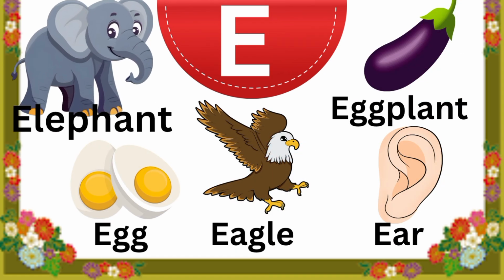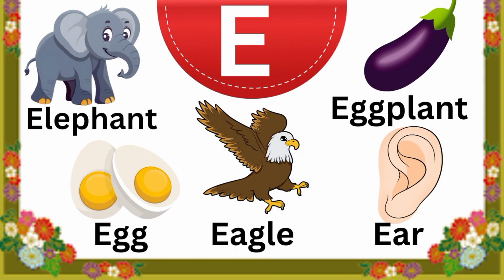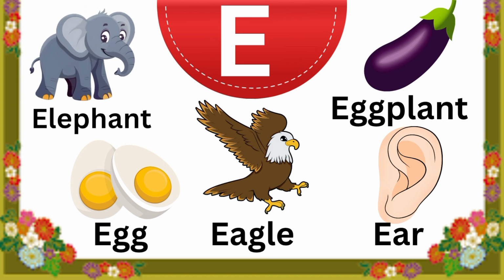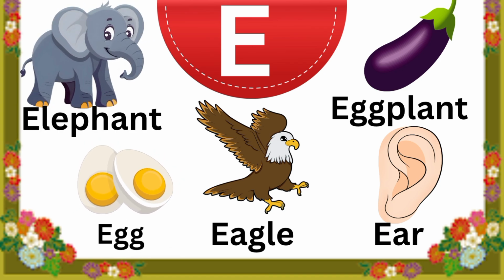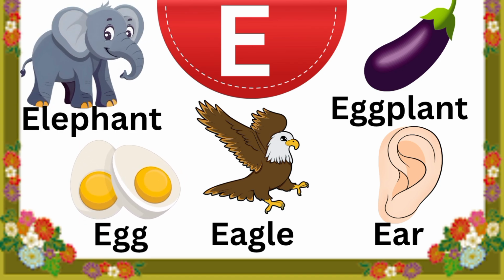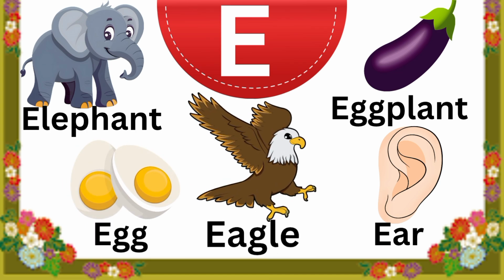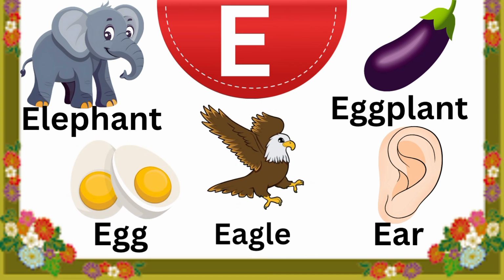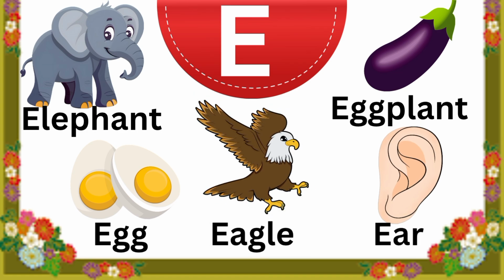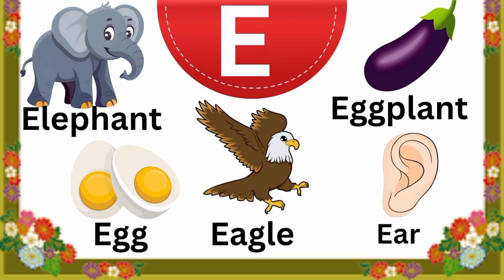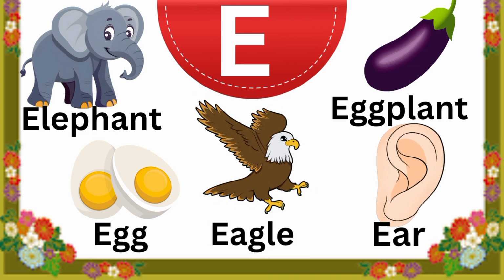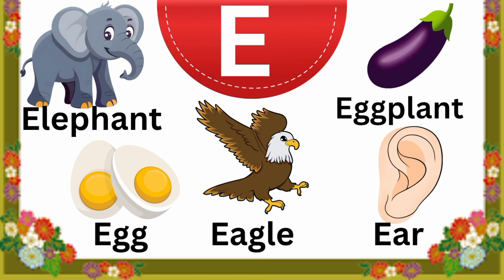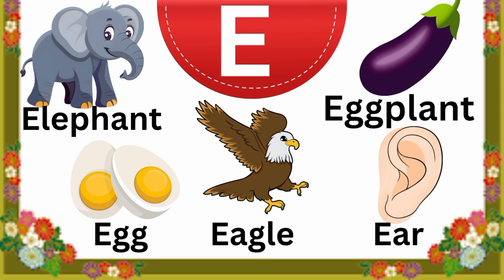E is for elephant, elephant. E is for egg, egg. E is for eagle, eagle. E is for ear, ear. E is for eggplant, eggplant.